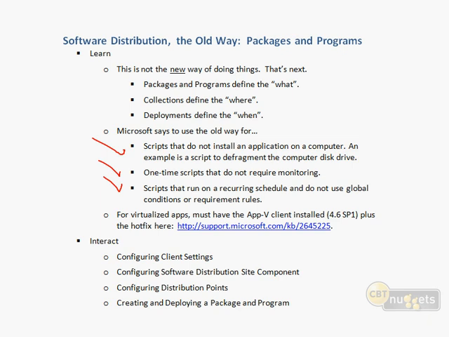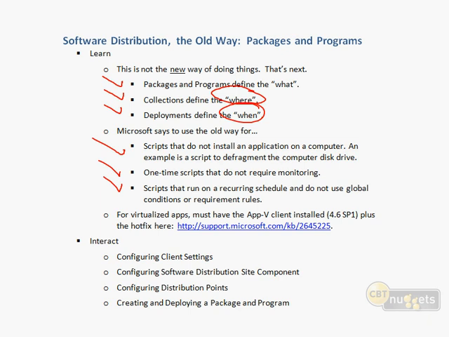So this is not the new way of doing things, but as I said, it's relatively easy to understand that a package can contain one or more programs. That defines the what. Okay, that's the content. What needs to get installed. The collection defines, well, the where. And then the deployment, or what we used to think of as an advertisement, defines the when.